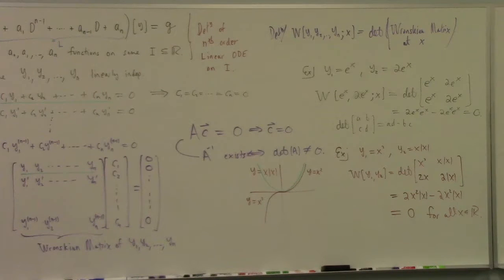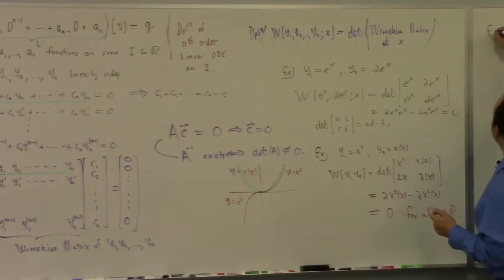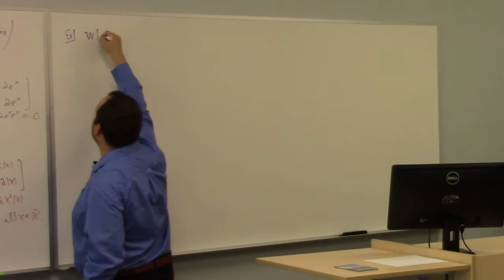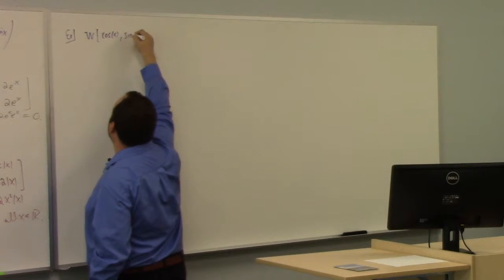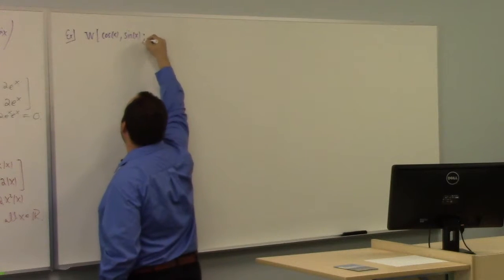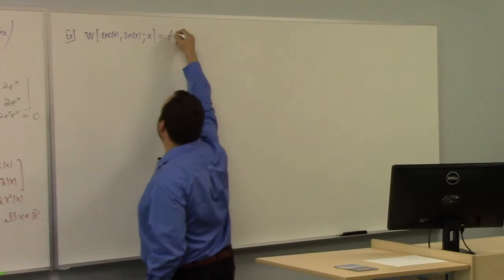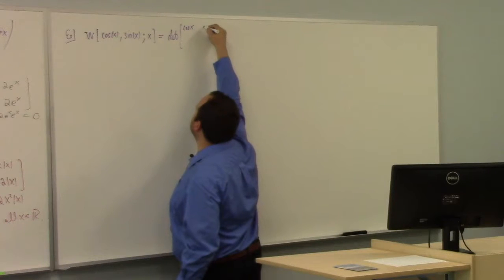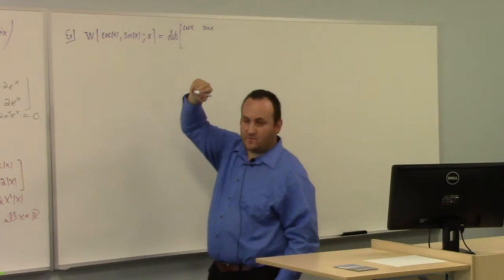I guess I'm going to project it for you guys in a second here. Before I do that, let's work out another example. If we look at the Wronskian of cosine x and sine x, what do you think? Are these going to be linearly independent or linearly dependent? So you guys can differentiate sine and cosine?